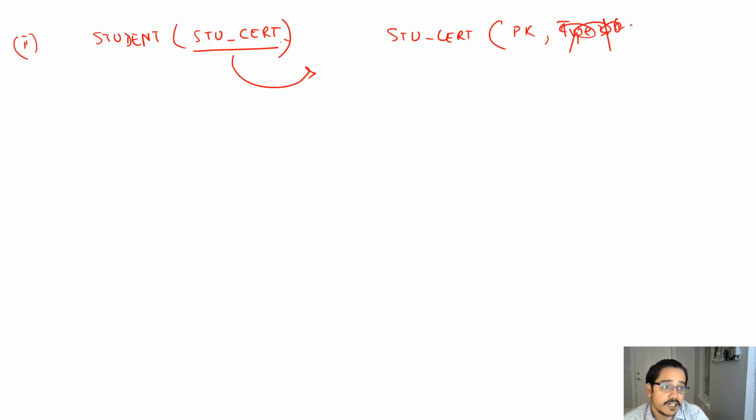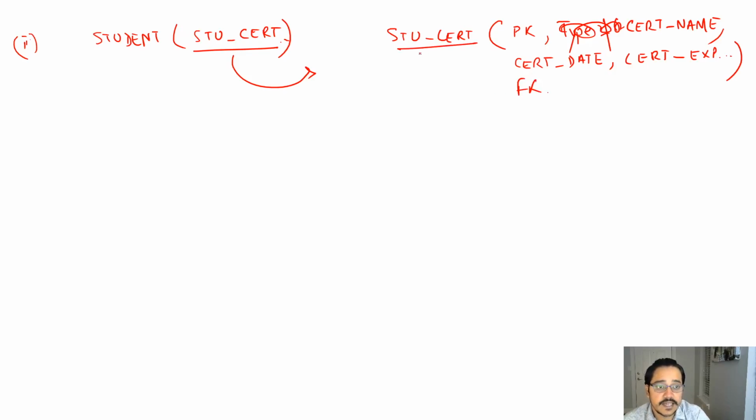or certificate name, and then add some more relevant attributes like date obtained or certificate date, certificate expiration, and then add a foreign key to it that will allow us to trace back that this entity belongs to this parent entity, which is student.